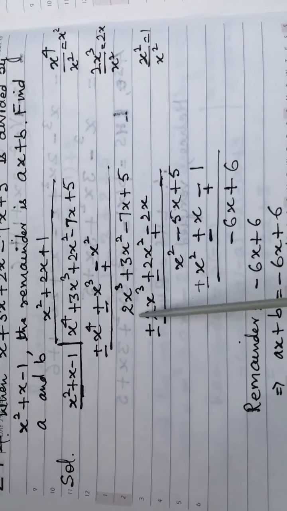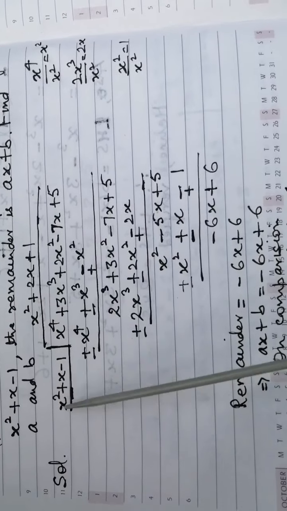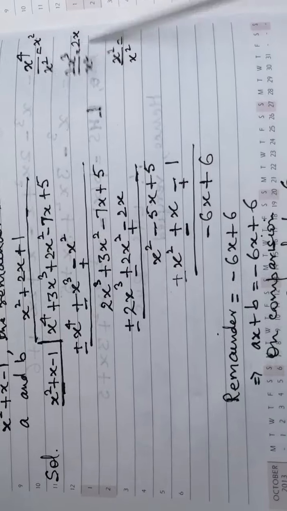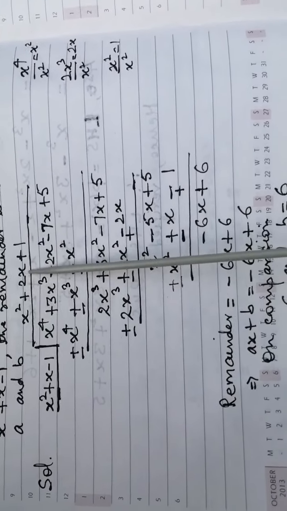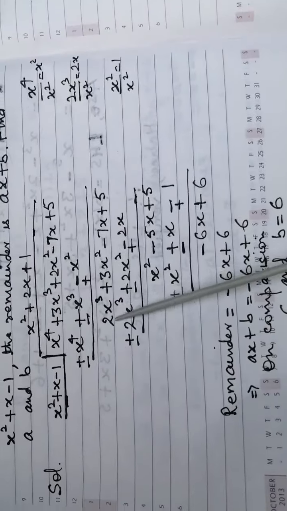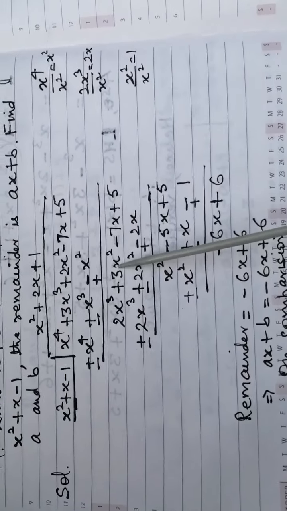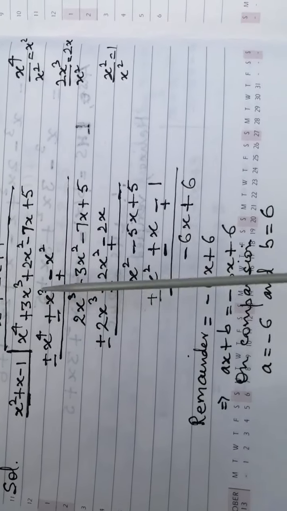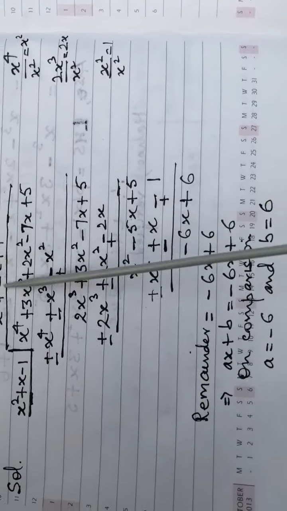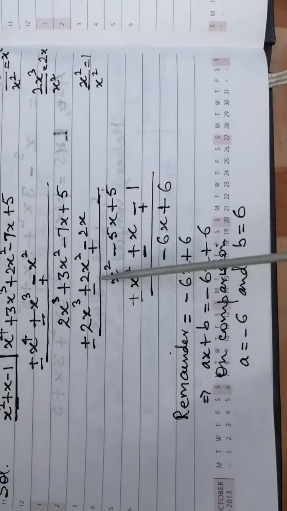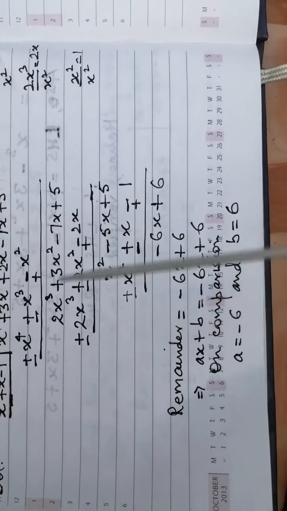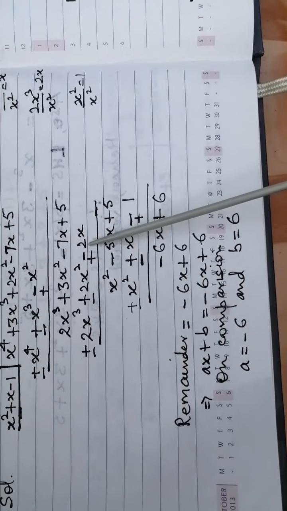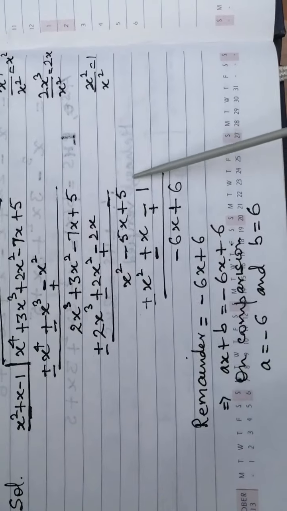Now what is the first term? 2x cube, right? So 2x cube upon x square is 2x. So that means the second term of the quotient will be 2x. So multiply 2x by all three. We get 2x cube plus 2x square minus 2x. Change the signs. These get cancelled. So you're left with 3x square minus 2x square is x square. Minus 7x plus 2x is minus 5x plus 5.